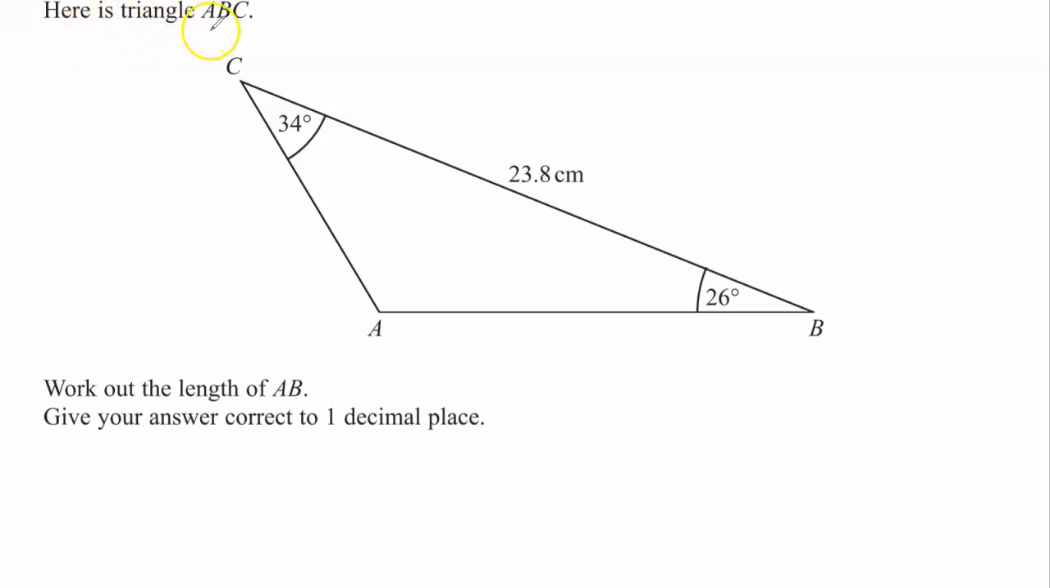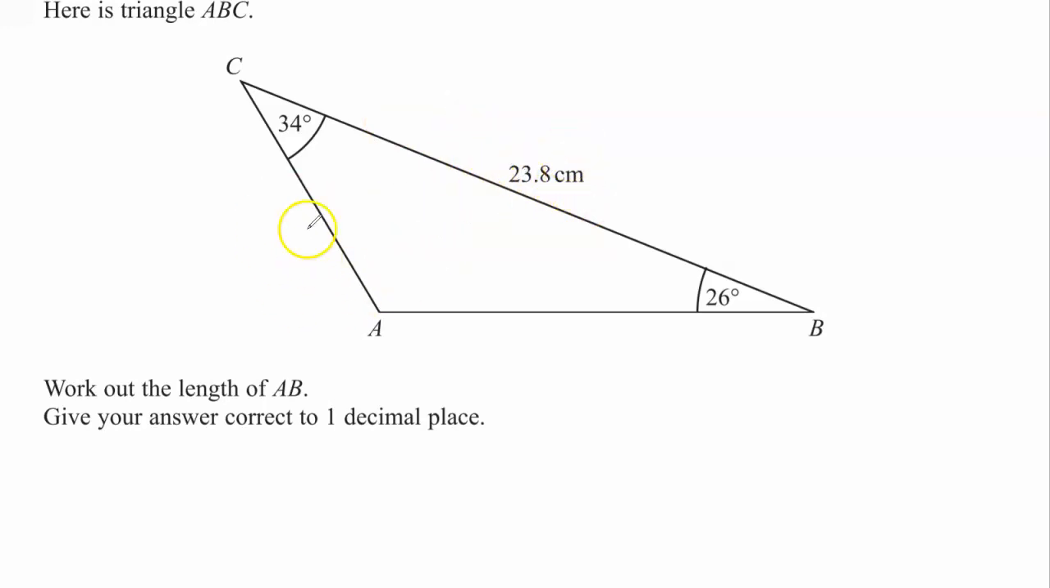Here is a triangle ABC. Work out the length of AB. Give your answer correct to one decimal place. So this is the diagram, so we can see that it's a triangle ABC. The angle C is 34 degrees, angle B is 26 degrees, and the angle A is an unknown angle. Of course, the line BC is 23.8 centimeters.